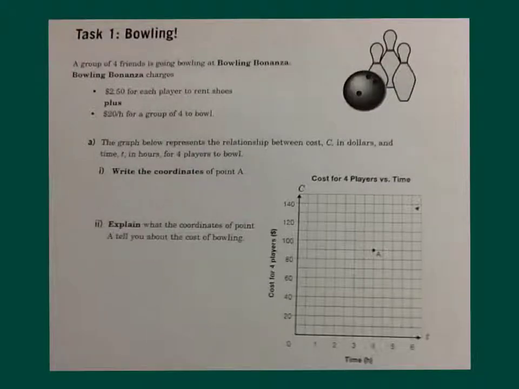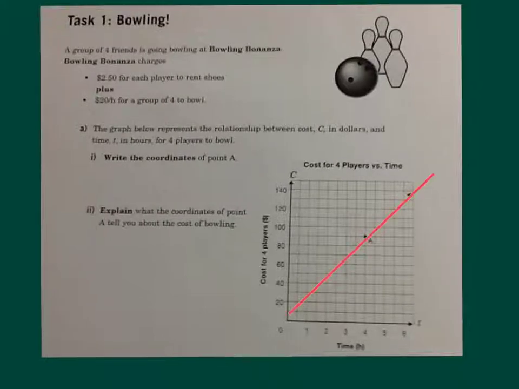From working through the bowling task, I know that the Bowling Bonanza charges $2.50 for each player to rent shoes, and it's $20 per hour for a group of 4 to bowl. And I worked through writing the coordinates of point A, which is here, so that was a time of 4 hours, costs me $90. And I can also draw the line. So there's the line.